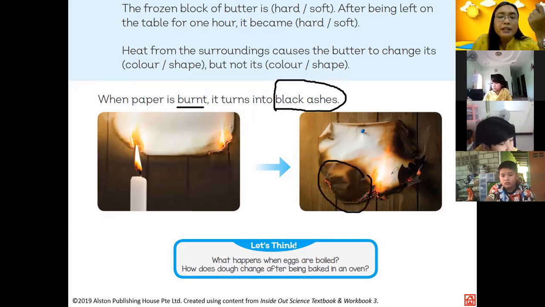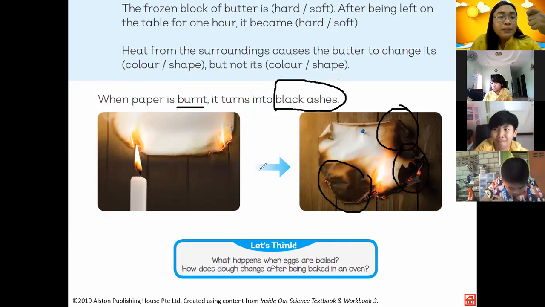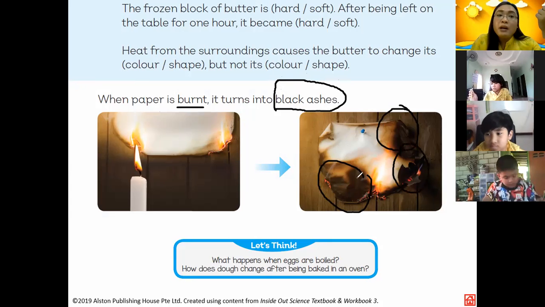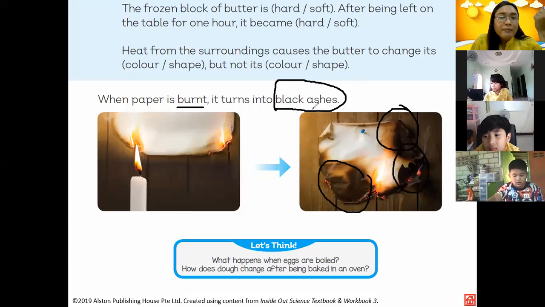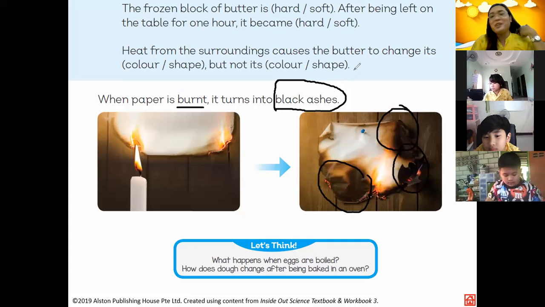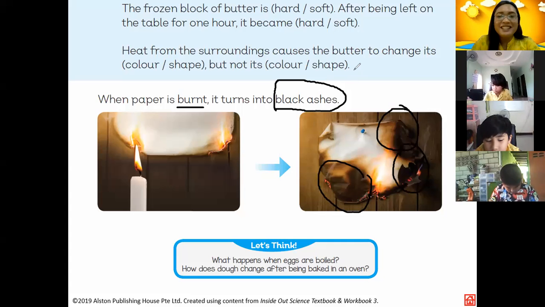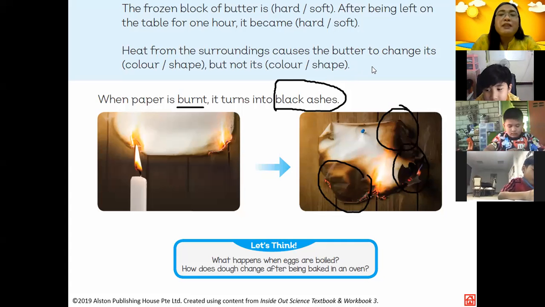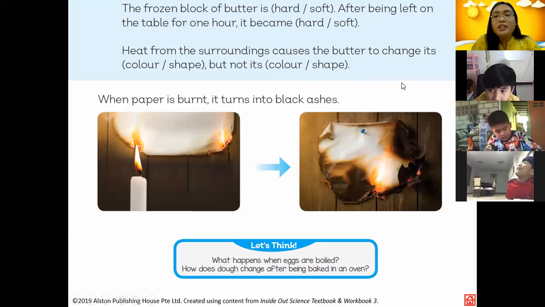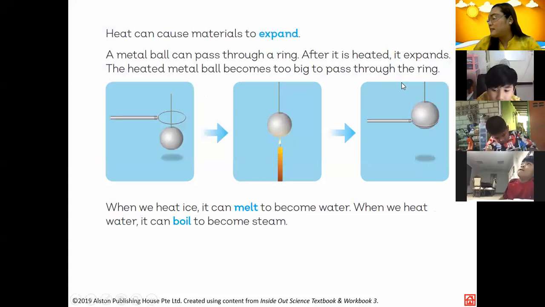Here, you see that? If you burn the paper, the color of the paper is white. But if you burn it, the paper will become black and it will also become ashes. That's what it's called, black ashes. Do you understand? Yes, I do. Very good. Now turn your book to page number 37.